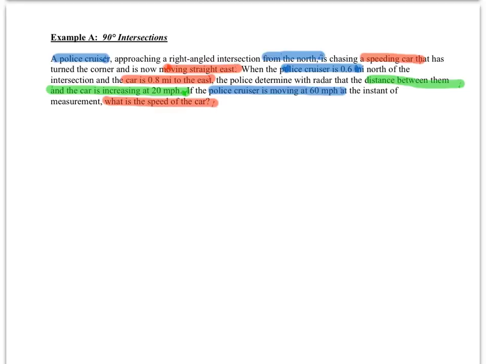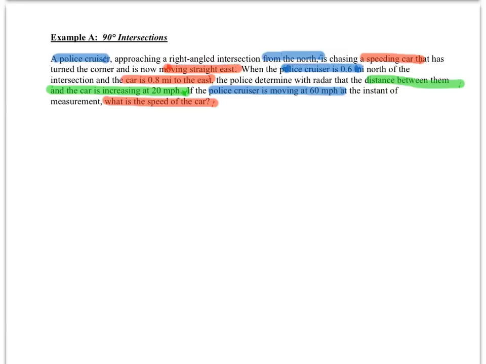Now, looking at this paragraph, all I've done is highlight these different pieces of information, but I hope you guys can distinguish that there are three things we're measuring. The police cruiser and how fast it's moving, the speeding car and how fast it's moving, and finally the distance between the police cruiser and the speeding car. We need a diagram to put all this into perspective. So, what I'll do here is show you guys what diagram I would set up in order to get this problem looking more like a math problem. So first, the intersection.